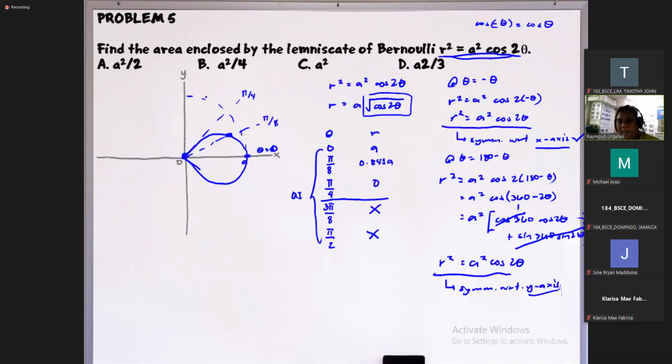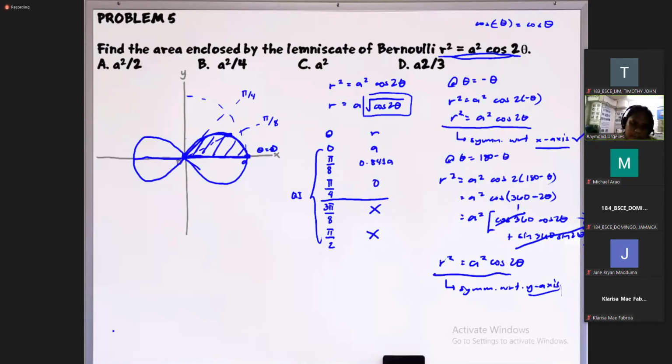Tapos symmetric din siya with respect to the y-axis. So kaya pwede rin natin kopyahin dun sa y-axis natin. So you will form that infinity sign. Gaya ng sabi ko kanina, due to symmetry, pag hinati natin to sa 4 na parts, lahat ng area na to are just equal, kasi nga symmetric sila with respect sa x and y axis. So kaya pwedeng i-consider lang natin dito itong isa. So let's consider this one. Then isosolve natin yung area nito, then multiply it by 4.